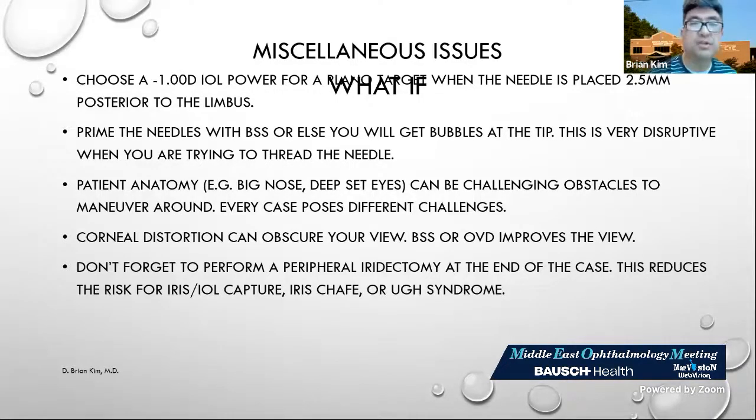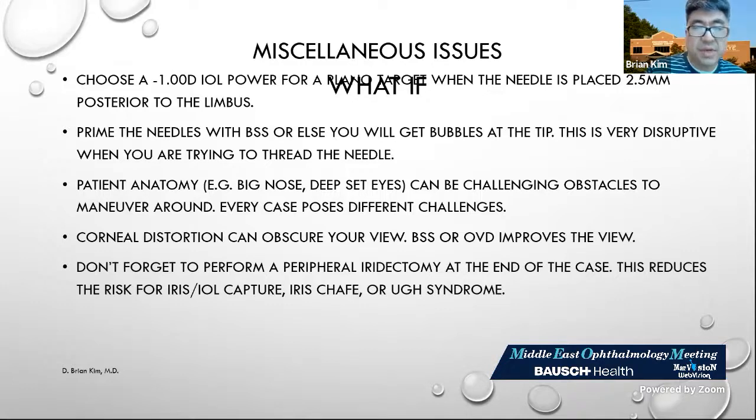So since I go 2.5 millimeters posterior to the limbus, I do choose an IOL target power of a -1 because it's going to be sitting a little bit more posterior. So you want to make an adjustment for the lens power. And you want to prime the needles with BSS, because when you're placing the needles through the sclera and then it emerges into the vitreous space, you'll see bubbles coming out and it's very disruptive.